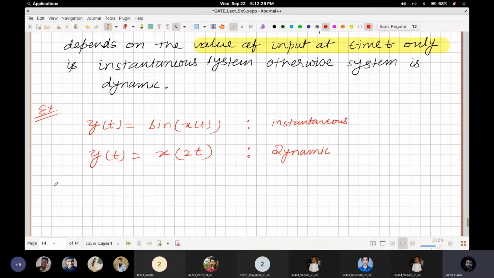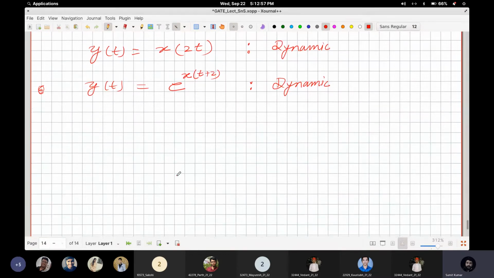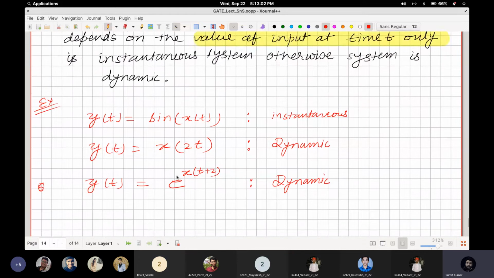Another example here can be y of t is equal to e to the power x of t plus 2. Whether this system is instantaneous or dynamic: dynamic. So this is dynamic. In a similar line for instantaneous and dynamic systems, I'm not going to take many examples here. It should be self-explanatory.